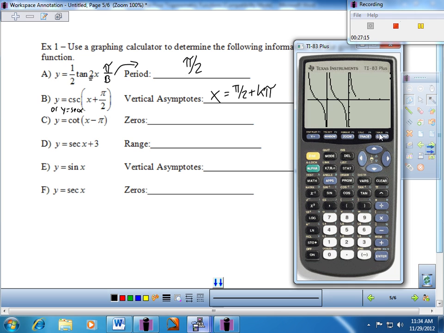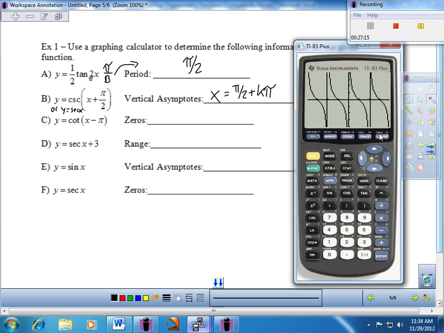Close that off, hit graph, and that looks good. So this would be a horizontal shift to the right pi units. And it's interesting on this one, just kind of viewing it. Does everyone see the graph that we drew for just y equals cotangent of x? Isn't it virtually identical? Because if you move it pi units to the right, it's the same exact graph.